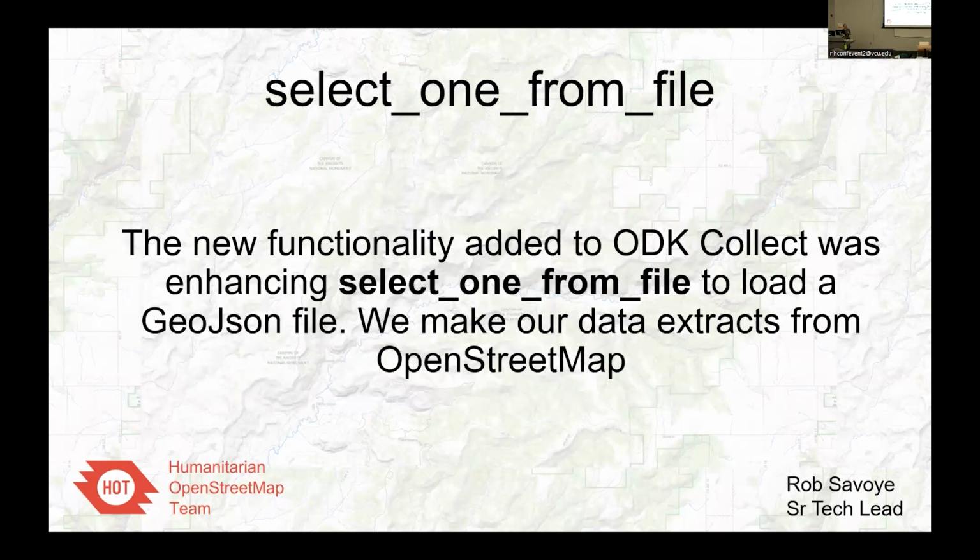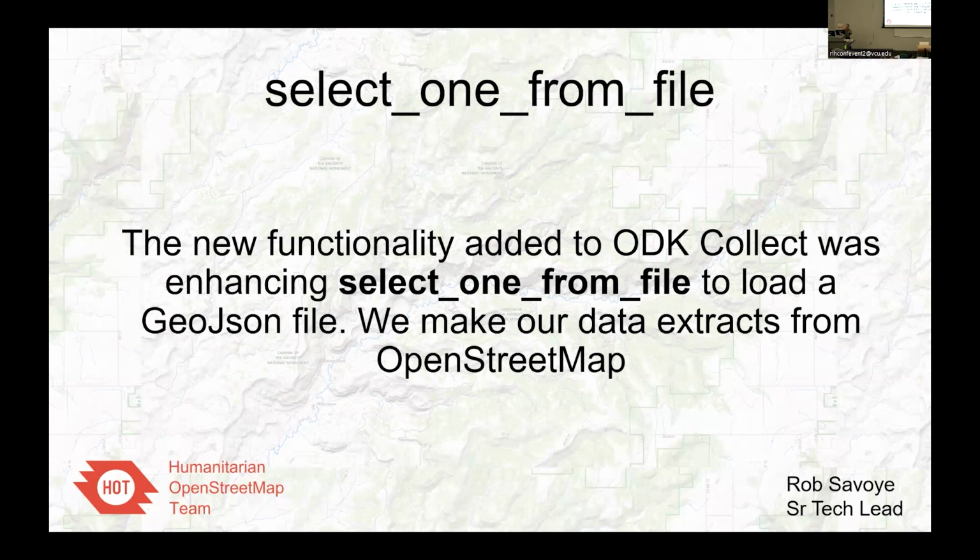So the thing that was the big deal, last year about this time, OpenDataKit added the ability to load a GeoJSON file with GPS coordinates in it and edit it. This was kind of what launched this last stage of this project. This is not supported by Kobo Toolbox yet. If they ever support it, then we'll support them. But right now, ODK Collect is the only one that does this. And this is great. So I make a data extract, generate a GeoJSON file, and there it works.